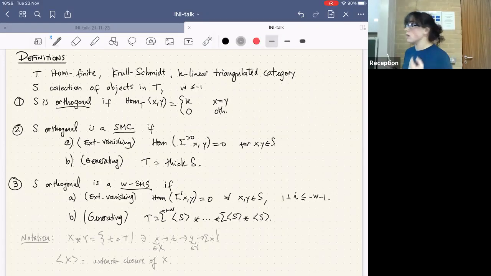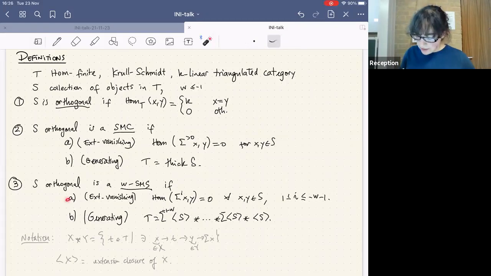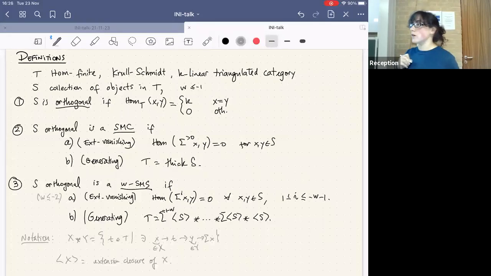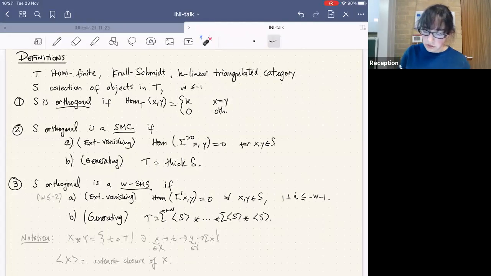Okay, there's a question. But I think she just answered it. Yeah. But if W equals -1, how do you write condition A? Condition A doesn't happen really. So for W equals -1 is the classical notion of simple-minded systems, and there we just need orthogonality, so Schur's lemma, and the generating condition, meaning that the category is the extension closure of the simple-minded system. So this doesn't happen.